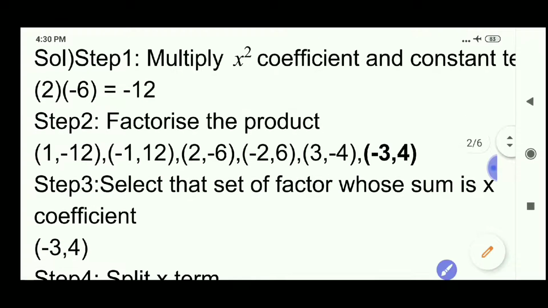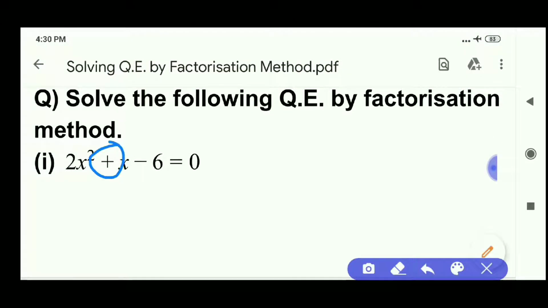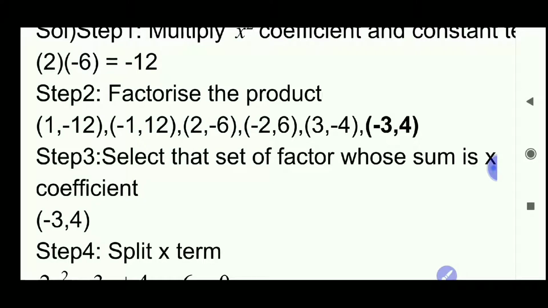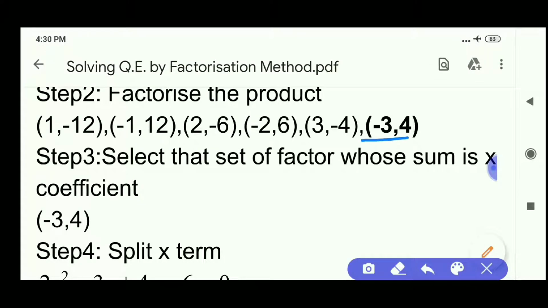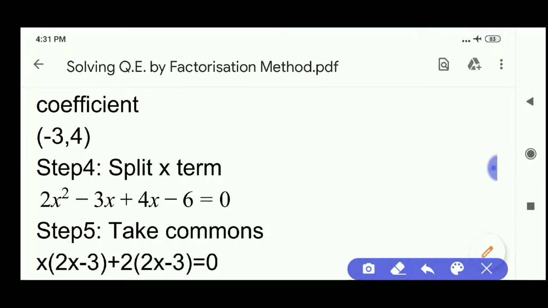Step 3. Select that set of factors whose sum is the x coefficient. What is the x coefficient here? The x coefficient is plus 1. So, choose that set of factors whose sum is plus 1. Observe carefully. Minus 3, 4. By adding minus 3 plus 4, we will get plus 1. So, among these factors, choose this one. What is the next step? Split x term. How to split x term? We already selected minus 3, 4. So, we are splitting x term as minus 3x plus 4x.